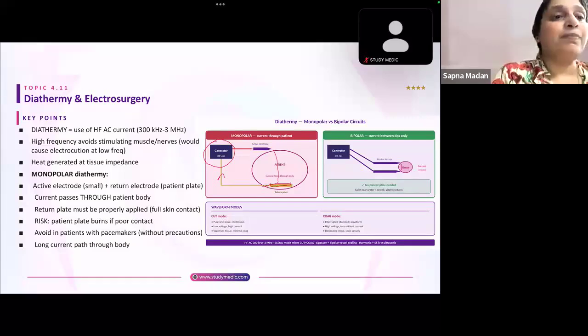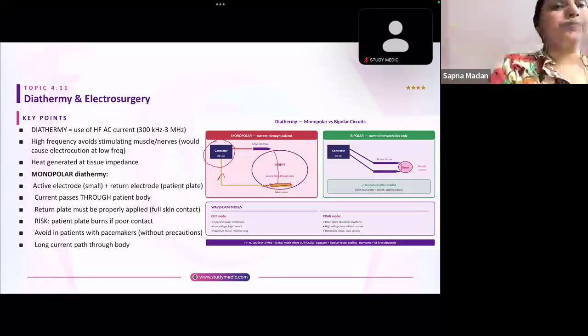The return plate must be properly applied, so the full skin contact is there. If it is not properly applied, then there is a high risk of burns if the contact is poor. And you should avoid this in patients with pacemakers without proper precautions. So now, of course, alternatives are there, and it has a long current path through the body.